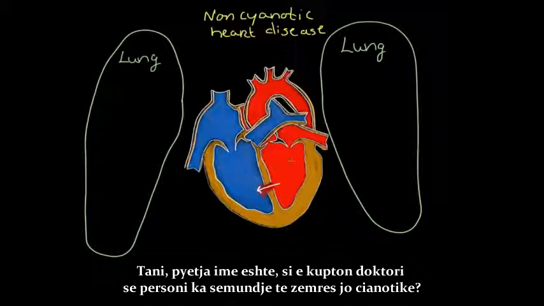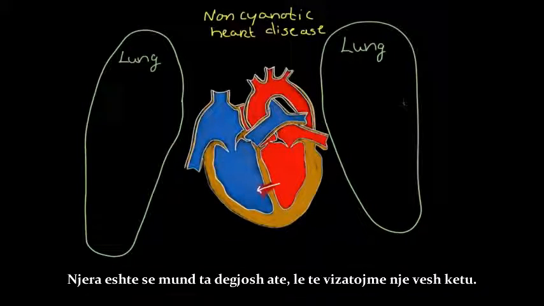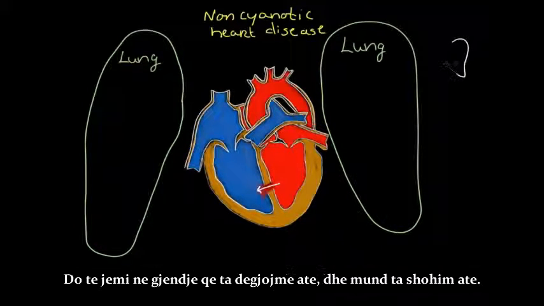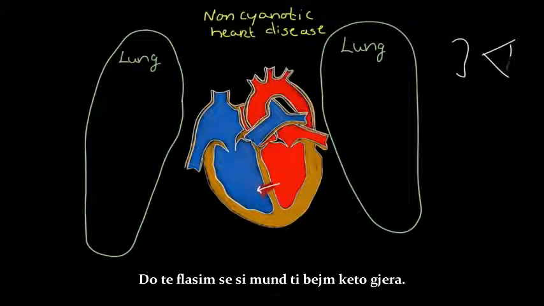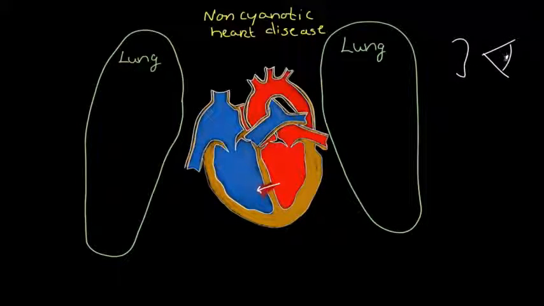Now, my question is, how does the doctor diagnose that an individual has some non-cyanotic heart defect? Well, one of the first things is that you can hear it. So let's draw a little ear here. You'll be able to hear it, and also you should be able to see it. And we'll talk about how you can do those things. Let's put a little pupil here. All right, so you'll be able to hear it and you'll be able to see it.